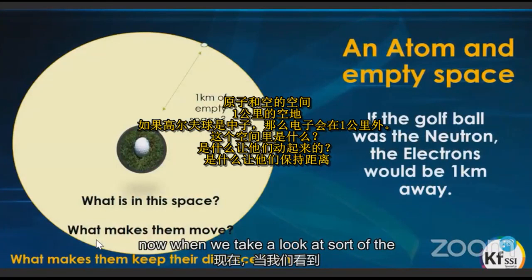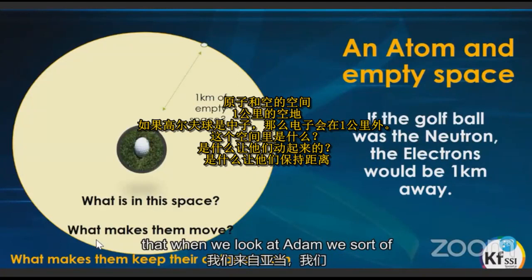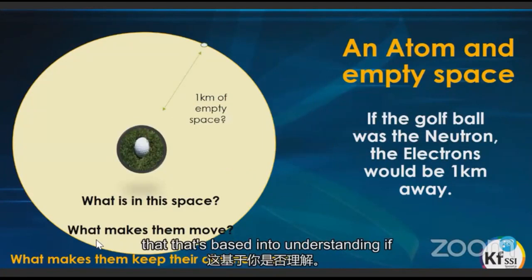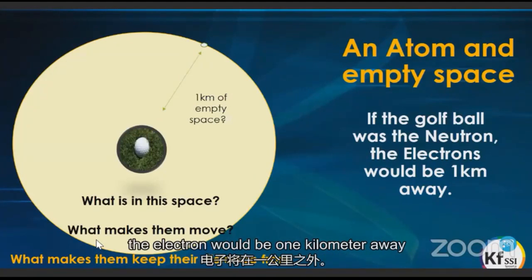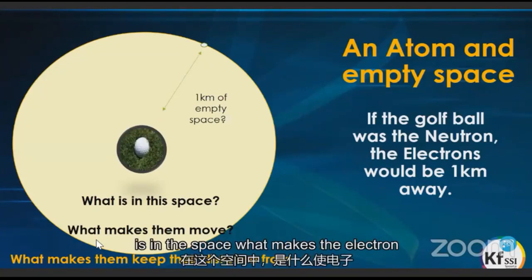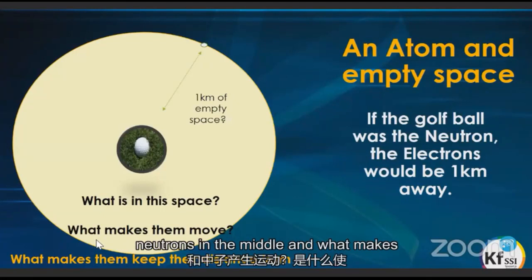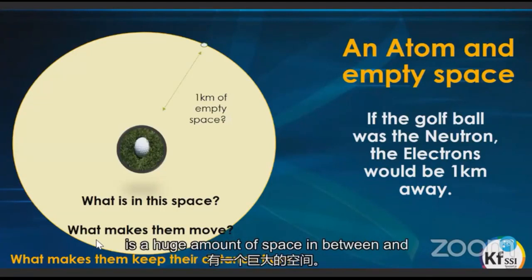Now, when we take a look at the world around us, we've been told that when we look at an atom, we have a lot of empty space. To put that space into understanding, if we take a golf ball as the neutron, then the electron would be 1 kilometer away. So we have to ask the question then, what is in the space? What makes the electron move in relation to the protons and neutrons in the middle? And what makes them keep their distance? Because there is a huge amount of space in between.